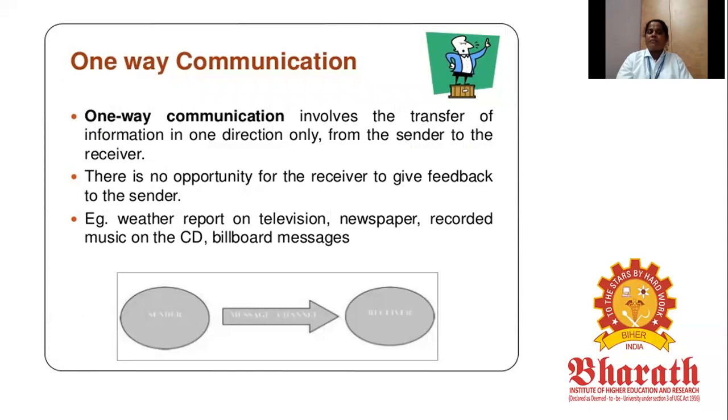So what do we mean by one-way communication? In one-way communication, the transfer of information is in one direction only, from the sender to the receiver. Only the sender sends the message to the receiver, with no reply from the receiver. That is called one-way communication. For example, television news. The newsreader reads the information to the public, and the receiver only watches and listens, not replying at that time. That is one-way communication, sir.